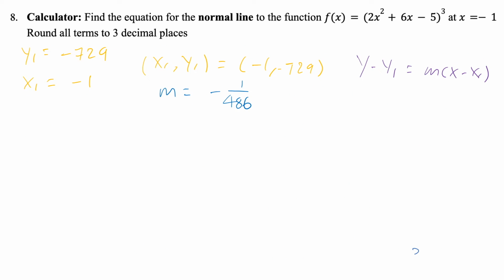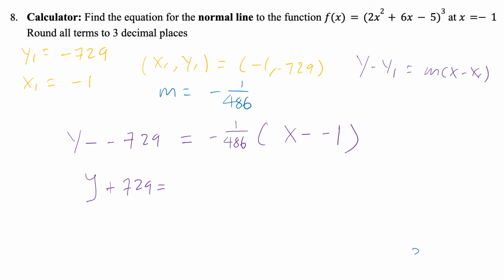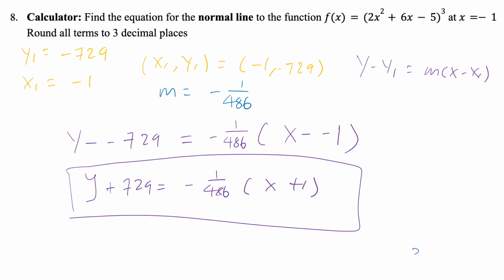Now we have all the information that we need, so we'll just plug in everything we know. y minus y1, which is negative 729, is equal to m, which is our slope, negative 1 over 486 times x minus negative 1. Simplify. y plus 729 equals negative 1 over 486 times x plus 1. And there you go. That's your answer for question 8.